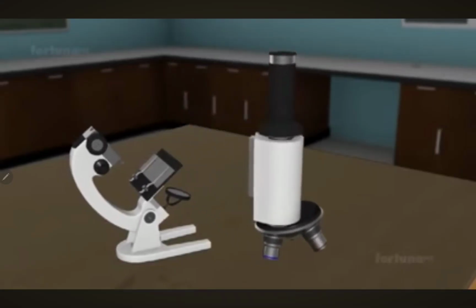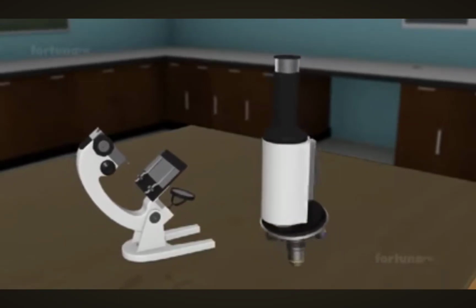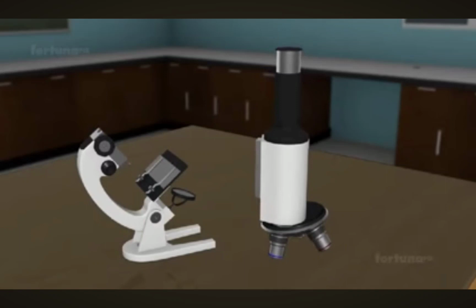The body tube is comprised of two smaller telescoping tubes with lenses coaxially mounted at either end. The wider tube holds the objective lens, while the narrow tube holds the eyepiece.